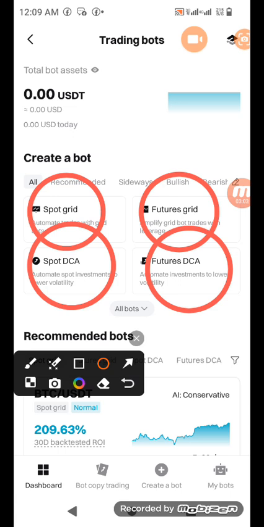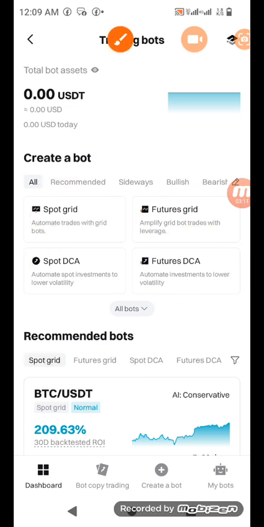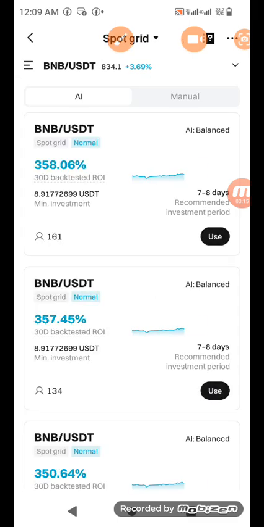So we're going to use the Spot Grid. Spot Grid is one of the best and easiest ones you can use in all these bots. So I'm going to click on the Spot Grid. When I click on Spot Grid, I will show you exactly how to go about it, step by step. You are choosing the Spot Grid. That's what you want to go for.